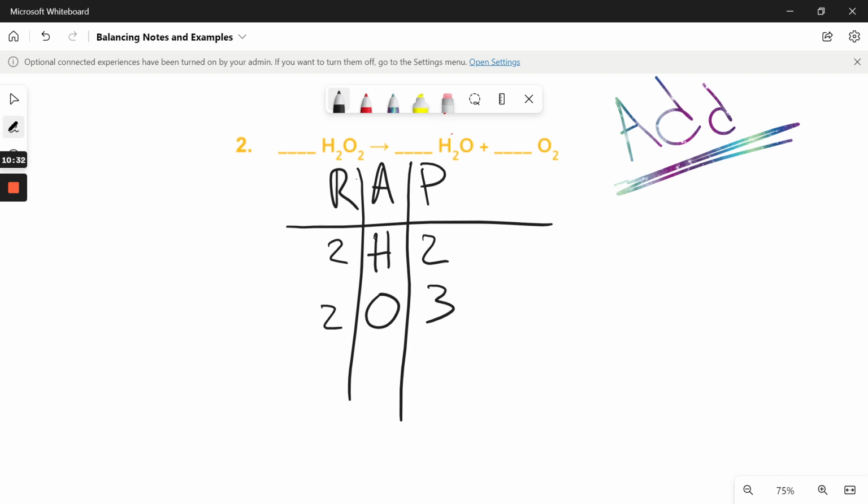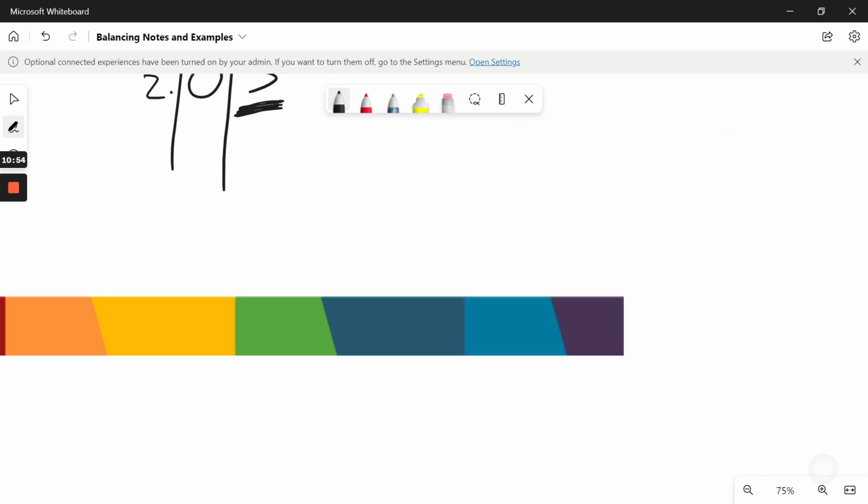So now balancing, I would look, my hydrogen is already balanced, 2 and 2. Now my oxygen has this 2 and 3. So I can't turn 2 into 3 or 3 into 2. But I also want to try and keep this easy. So I'm going to try on this product side to get an even number. Oftentimes, get an even number.